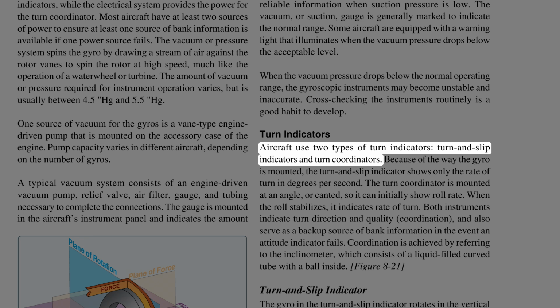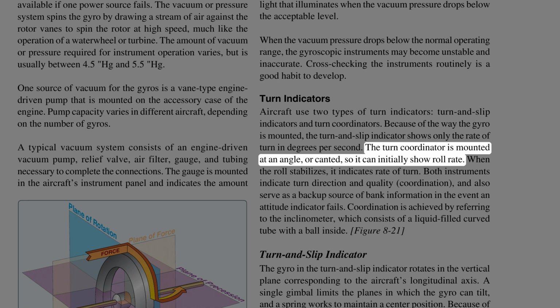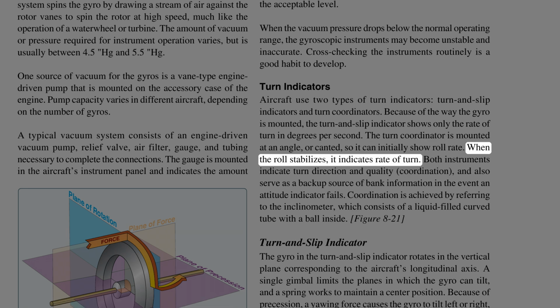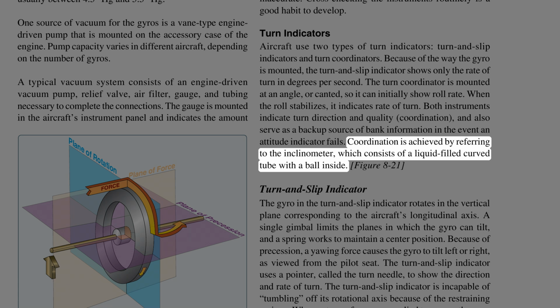Turn indicators. Aircraft use two types of turn indicators: turn and slip indicators and turn coordinators. Because of the way the gyro is mounted, the turn and slip indicator shows only the rate of turn in degrees per second. The turn coordinator is mounted at an angle, or canted, so it can initially show roll rate. When the roll stabilizes, it indicates rate of turn. Both instruments indicate turn direction and quality, coordination, and also serve as a backup source of bank information in the event an attitude indicator fails. Coordination is achieved by referring to the inclinometer, which consists of a liquid-filled curved tube with a ball inside.